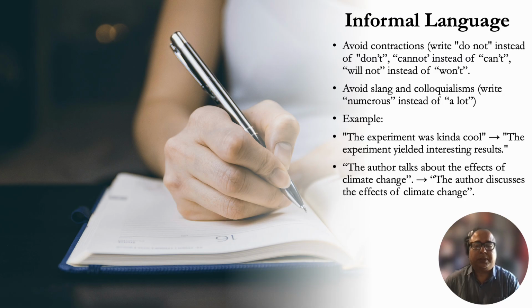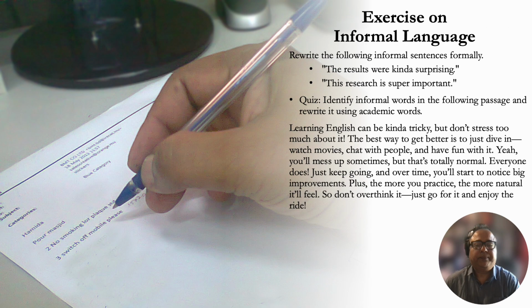The author talks about the effects of climate change. Now, this is also a very common error that my students make all the time. Rather than writing an academic word such as discuss or note or argue, they say the author talks about, when they really should be saying the author discusses the effects of climate change.